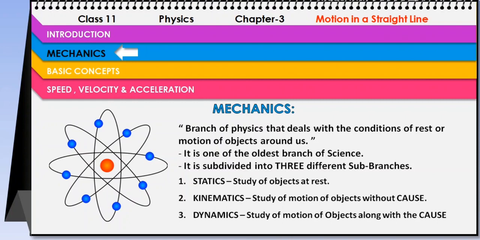Now kinematics is the branch of mechanics that deals with the study of motion of objects without considering the cause. Why the motion occurred, we are not studying in kinematics, but we are studying the type of motion, right? And if you include the cause, why the motion occurred, how the motion occurred, then that will be dynamics. That will be part of dynamics. So three sub branches: statics, kinematics, and dynamics.